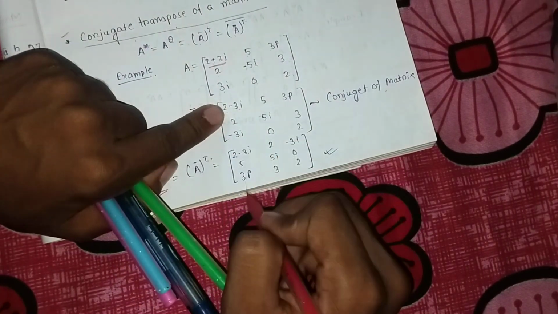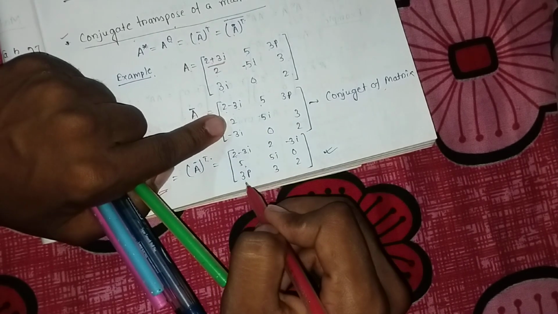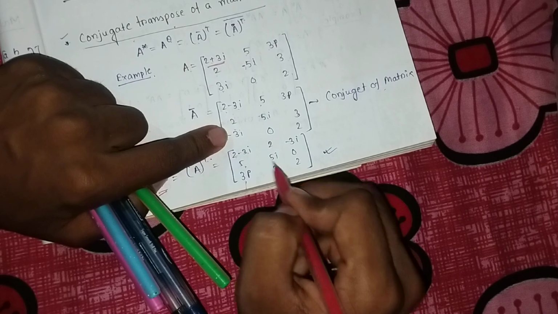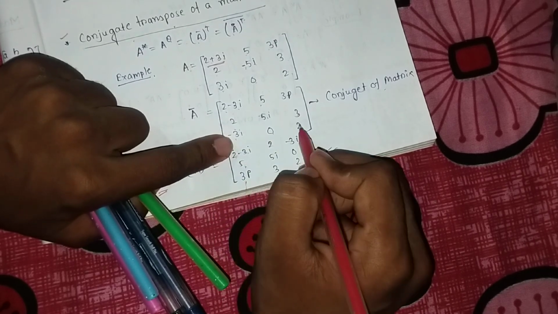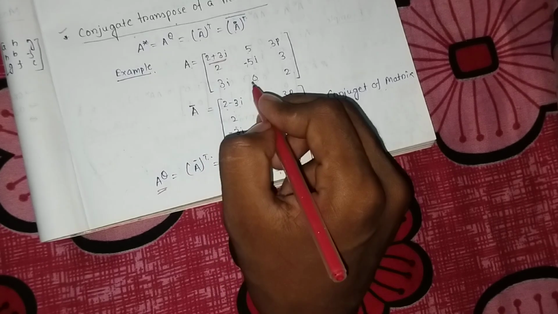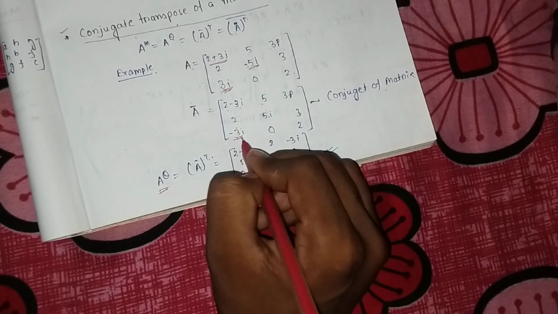This row we have to write it here. So 2 minus 3i, this is 5, this is 3p. This is 2 5 by 3. This is minus 3i, 0, 2, so minus 3i, 0, 2. Here also actually there is 3i, this is also a complex number, so the conjugate is minus 3i.